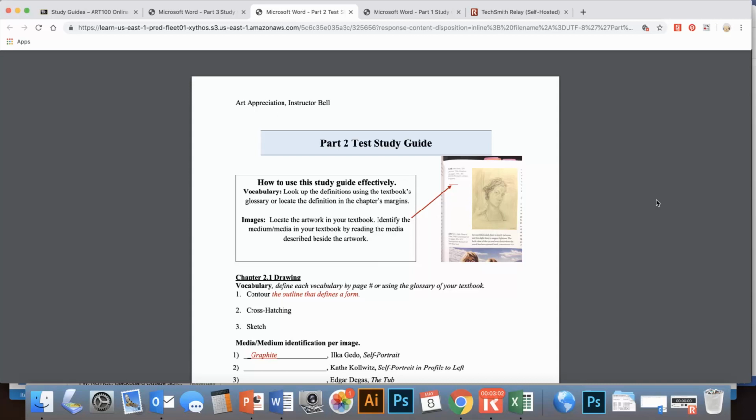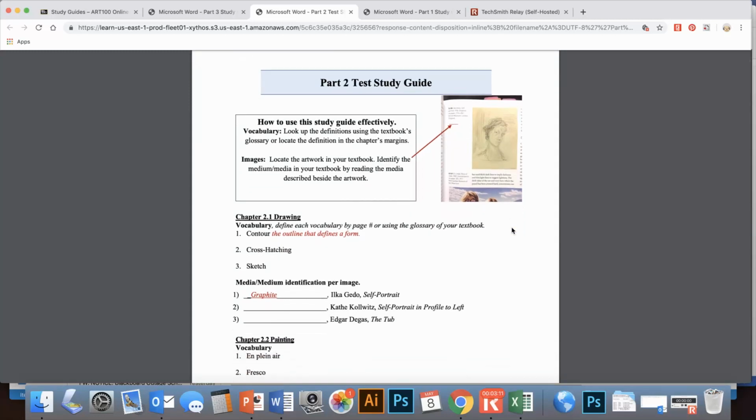Okay, so for part 2, we're not discussing that vocabulary anymore. The idea is that you know it, you own it, so now we're talking about the different ways of making art. So what we're going to look for is, okay, what is the process? Contour, for example, that's a vocabulary word. That's the outline that defines a form.